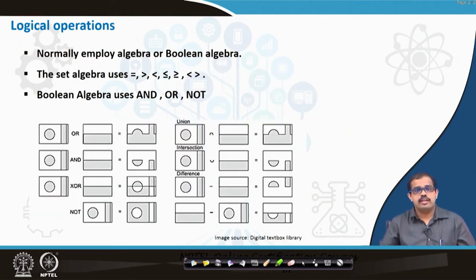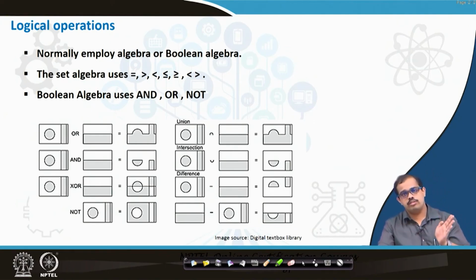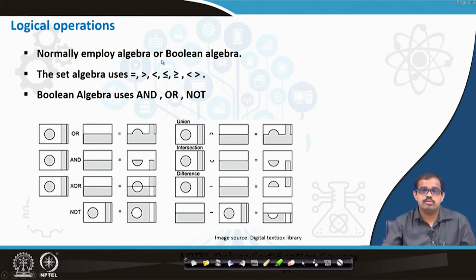Okay. So, when you are looking at logical operations, normally this employs algebra or Boolean algebra. Most of you know what we mean by Boolean algebra. So, let us say that it is equal to, less than, greater than, greater than or equal to, less than or equal to. All of these are the operators that are being used, and in Boolean algebra, when I say it is AND, OR, NOT, XOR, XNOR, all of these come under Boolean algebra.